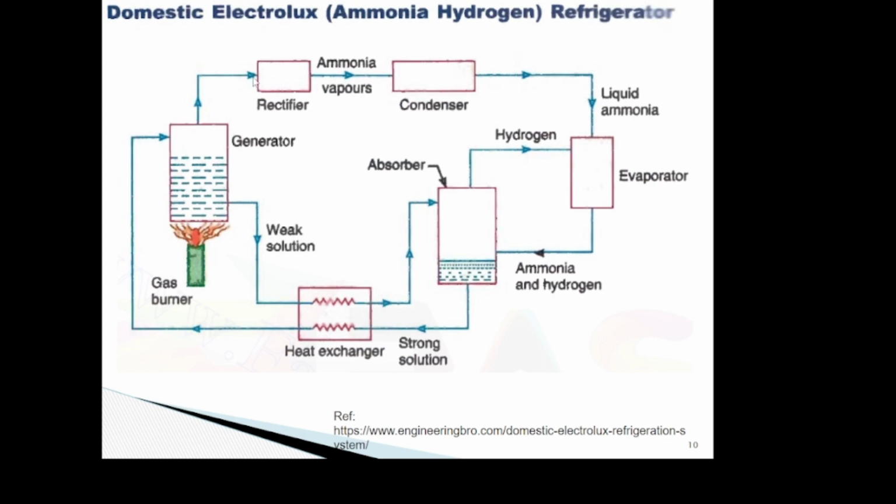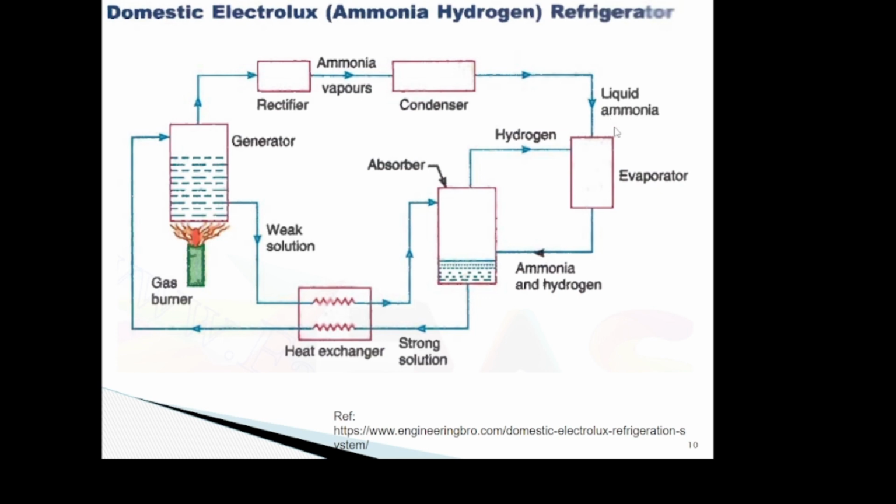The reason behind installing this rectifier in this system is to eliminate any possibility of the presence of water vapors, because if the water vapors further go to the unit after the condensation, the choking of the system takes place. So it is necessary to avoid the entry of water vapor to the evaporator. So now after the rectifier we have the ammonia vapors. These ammonia vapors after passing through the condenser get converted into liquid ammonia.